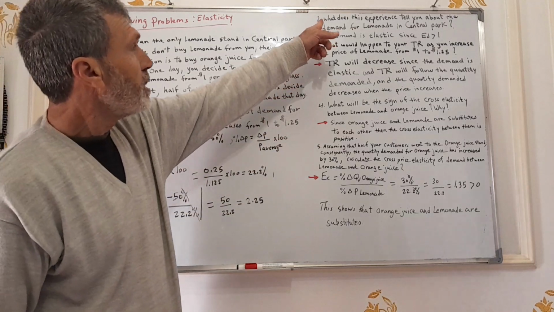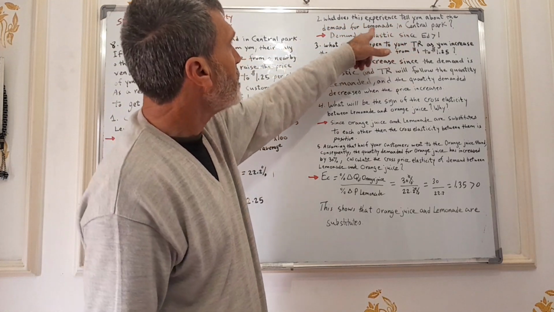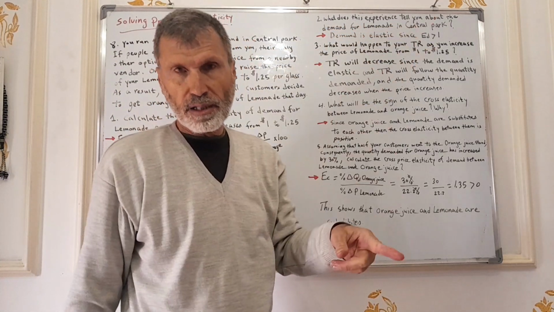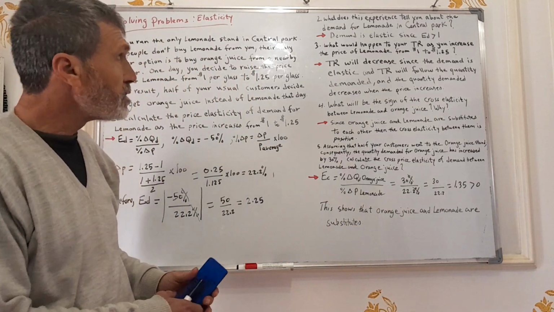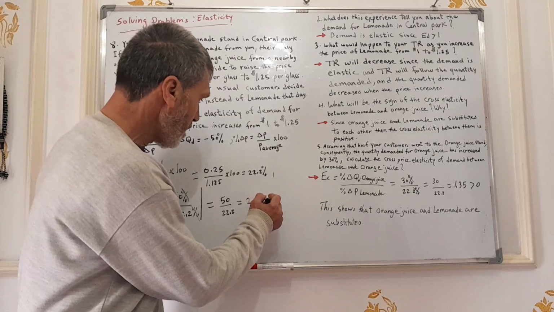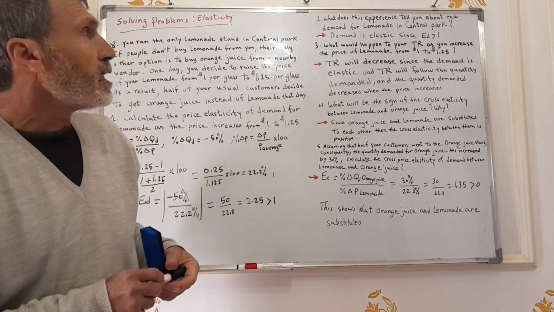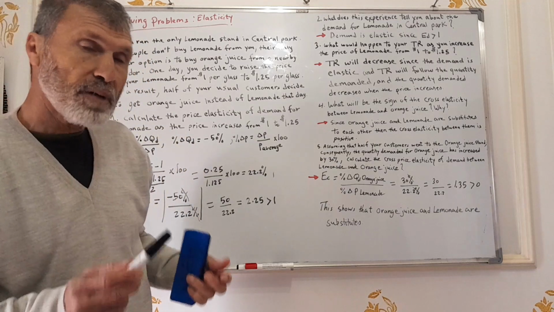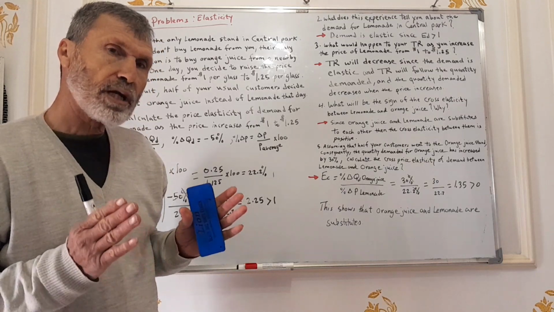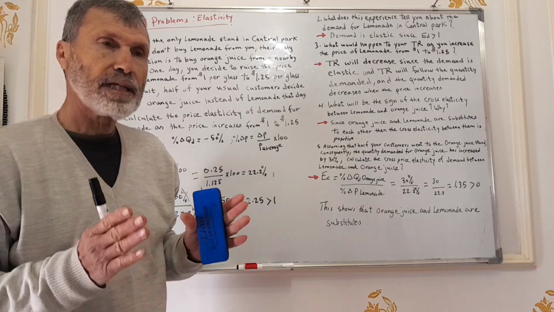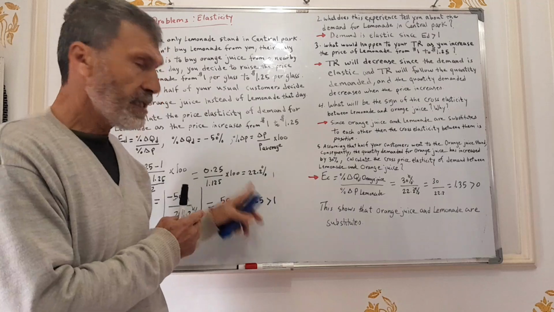Now, question 2 says, what does this experience tell you about the demand for lemonade in Central Park? So we look at the value of the coefficient. It is greater than 1. Therefore, it is elastic. So the demand for lemonade in Central Park is elastic, because the coefficient of the price elasticity of demand is greater than 1.